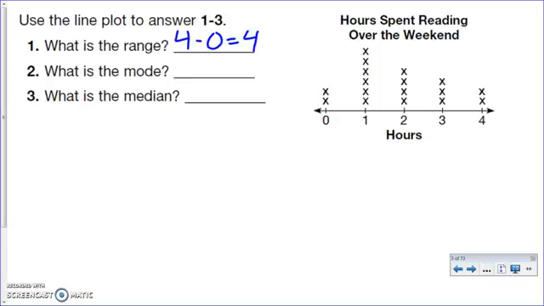For the mode, we look at which one of the numbers has the most X's on top of it. And we can see that's the number 1. So more students spent reading 1 hour than any other time frame. So the mode is 1.